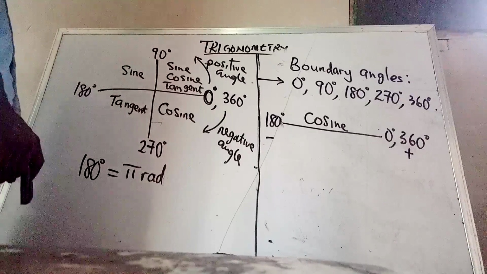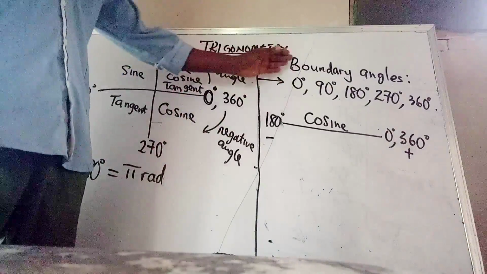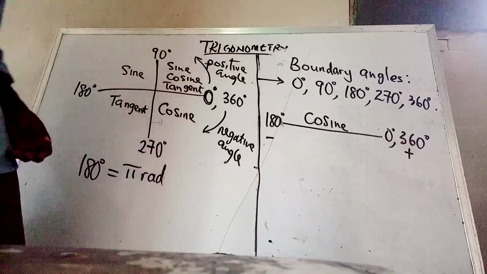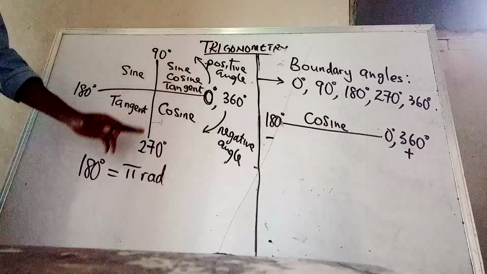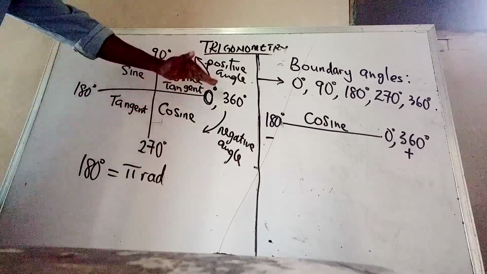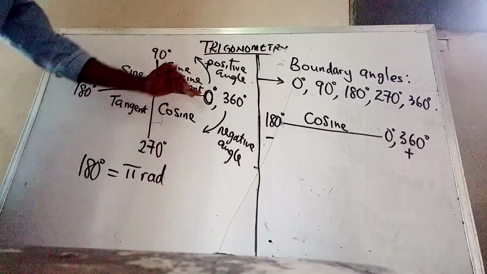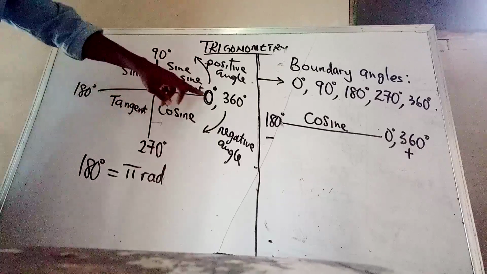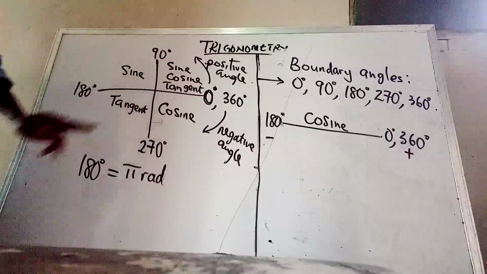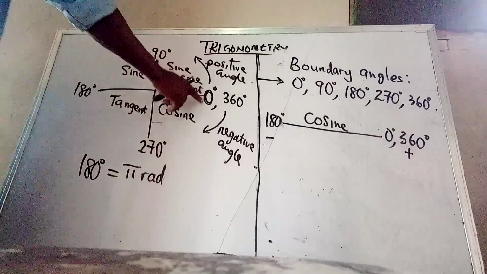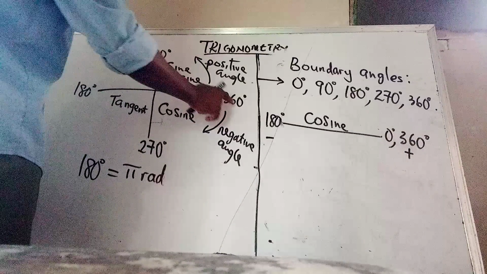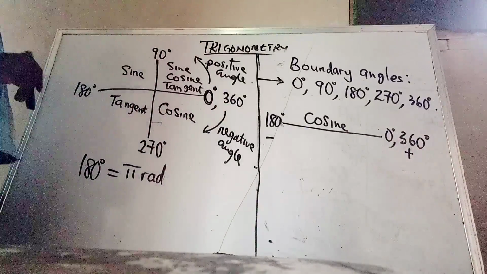Now, I want to talk about boundary angles. What do I mean by boundary angles? The angles that you can find on the lines dividing the quadrant, the horizontal line and vertical line. So those angles are 0, 90, 180, 270, 360. All right.